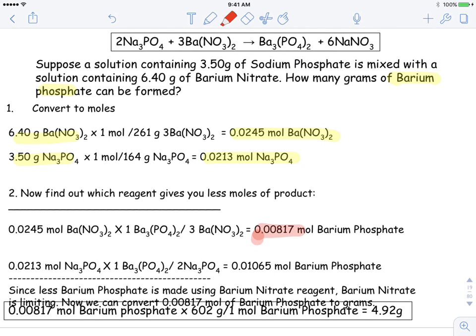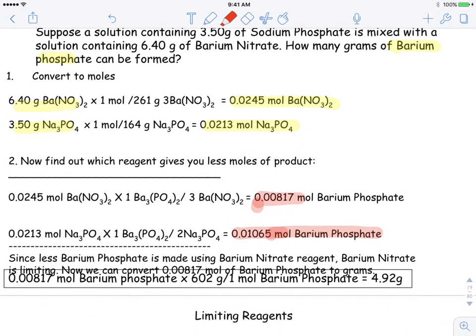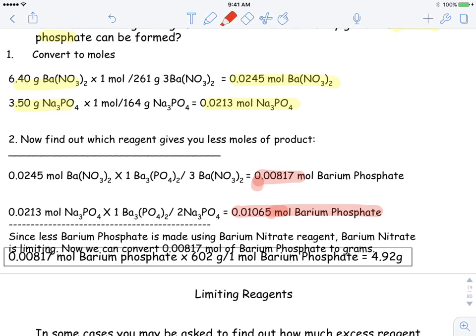Now let's do the sodium phosphate. For the sodium phosphate, we take the moles, and we find out how much barium phosphate we make. In this case, the ratio is 1 to 2. And so we figure out that we have this many moles of barium phosphate when we use the sodium phosphate. So now we say, which one's less? Since less phosphate is made using the barium nitrate, it's limiting. So let's take those moles that we formed right here, convert it back to grams by multiplying by the gram formula mass, and we get the grams of barium phosphate that forms.